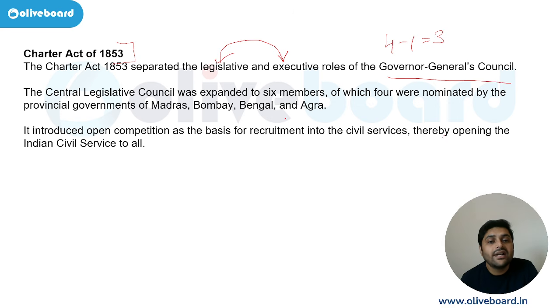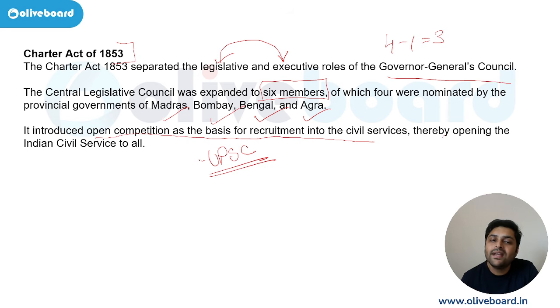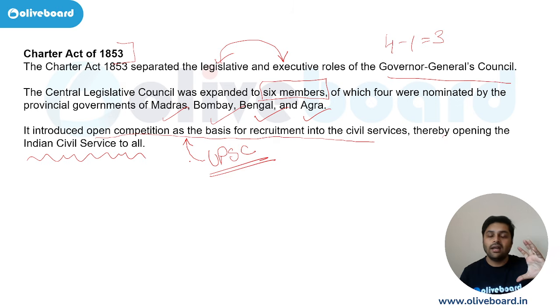Okay. The Central Legislative Council was expanded to six members, of which four were nominated by the provincial governments of Madras, Bombay, Bengal, and Agra. Also, it introduced open competition as the basis for recruitment into civil services. You can directly relate it with today's UPSC. UPSC kind of tracks its origin to this, thereby opening Indian civil services to all. So whenever UPSC comes to your mind and whenever someone asks you about UPSC, start with the Charter Act of 1853.